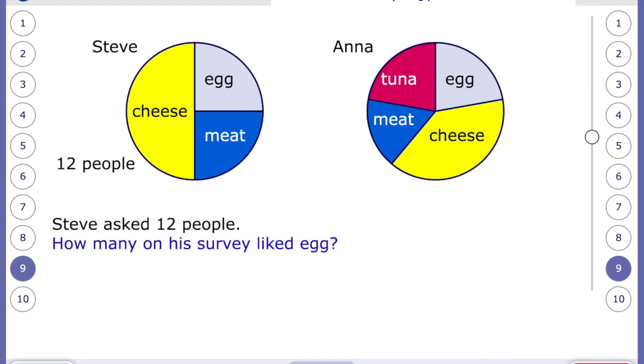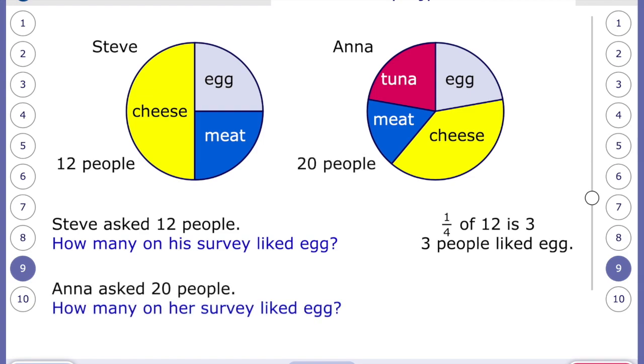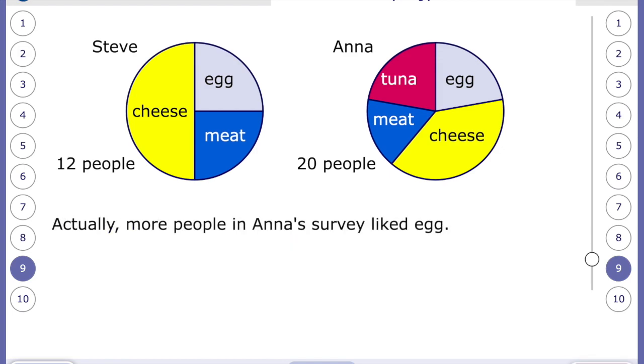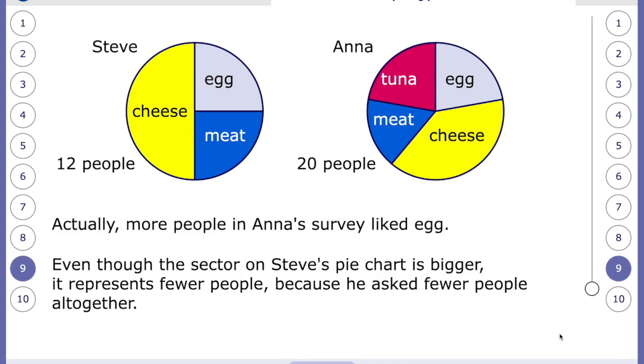So on first glance we can say, well, clearly more people liked egg sandwiches in Steve's survey than Anna's. However, Steve asked 12 people. A quarter of 12 is 3. But Anna asked 20 people. And a fifth of 20 is 4. 4 people liked egg compared to 3 people liking egg in Steve's survey. So actually more people in Anna's survey liked egg. And even though the sector on Steve's pie chart is bigger, it represents fewer people because he asked fewer people altogether. So bear that in mind. You need to know all the information when comparing pie charts. That's really all there is to it.